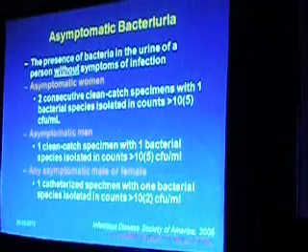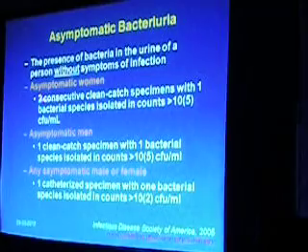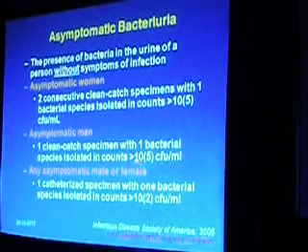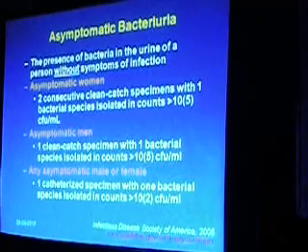Next slide. Asymptomatic bacteriuria has different definitions depending on the subgroup of individuals. In women, it is 2 consecutive clean catch specimens of 10 to the power of 5. In men, a single culture of 10 to the power of 5 is enough. These 2 apply to non-catheterized samples. If it is a catheterized sample, just 10 to the power of 2 is enough.